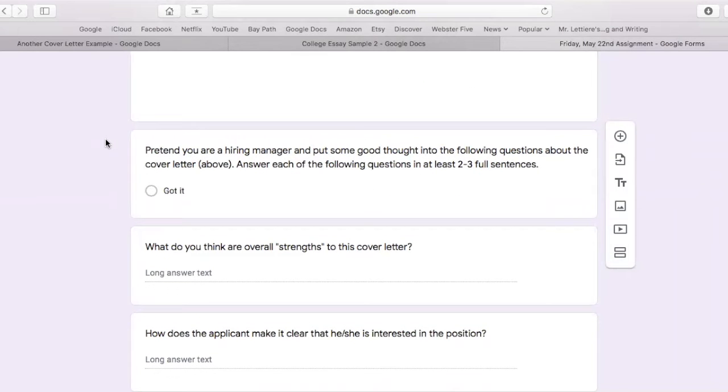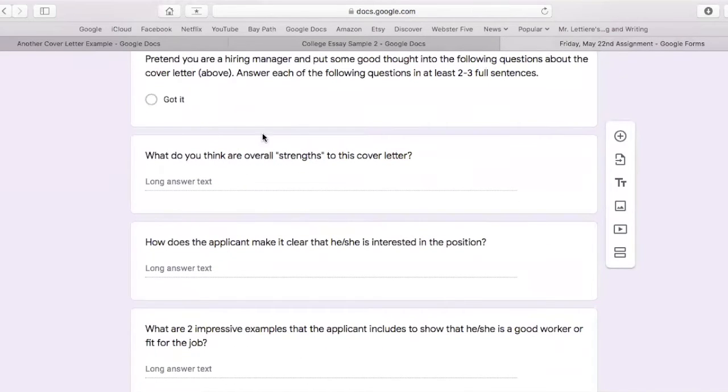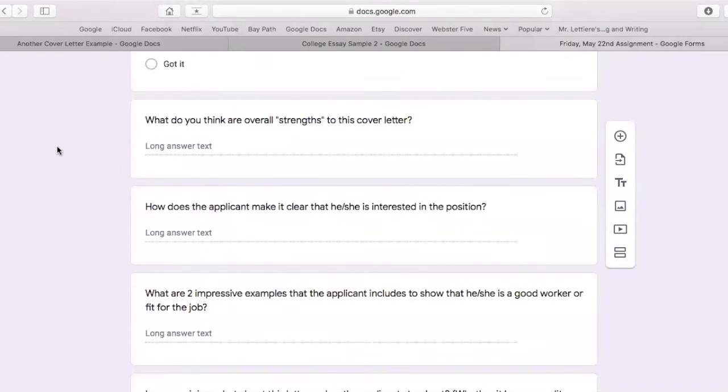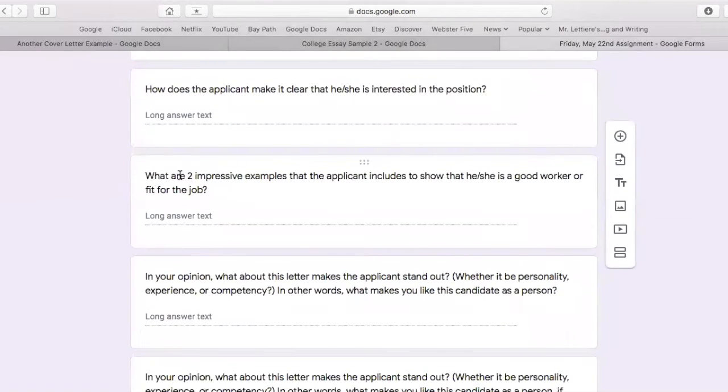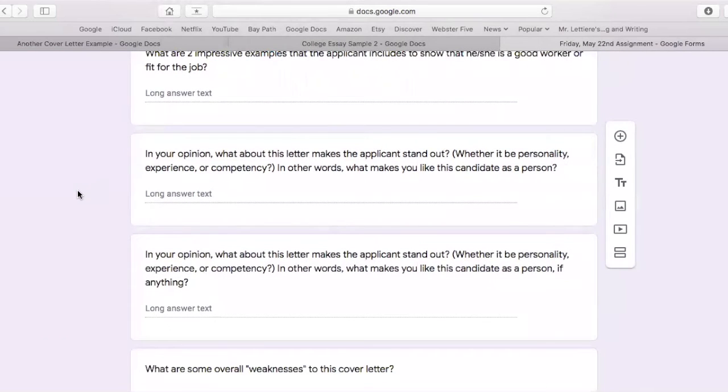So we reread the cover letter and we answer questions, pretending we're a hiring manager, putting good thought into the questions. Answer the following in 2 or 3 good sentences. What are some strengths of this cover letter? How does the applicant make clear that he or she is interested in the position? What are 2 impressive examples that the applicant includes to show that he or she is a good worker or fit for the job? In your opinion, what about this letter makes the applicant stand out? Is it personality, experience, competency? In other words, what makes you like this candidate as a person?